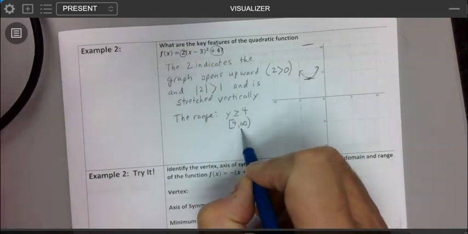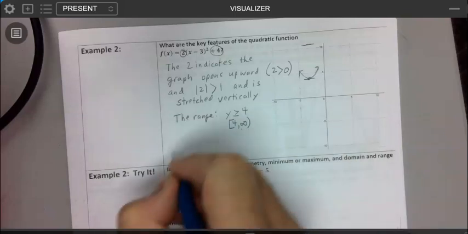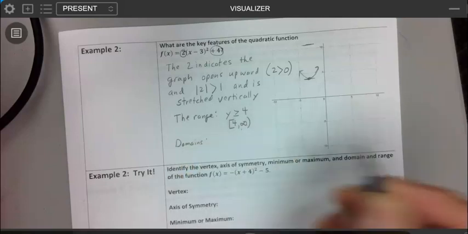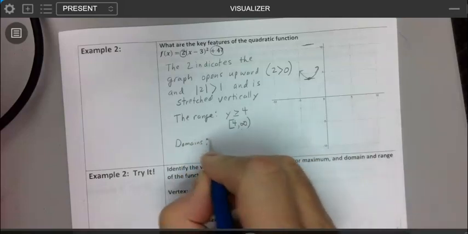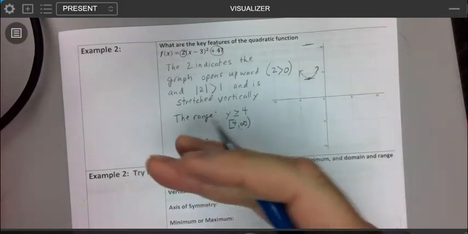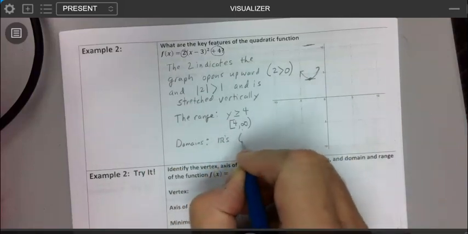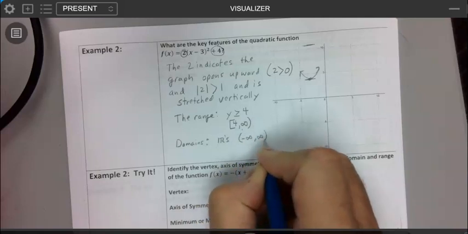This is interval notation. And the domain with these parabolas will always be these quadratics. When I say parabolas, I mean quadratics, is all real numbers. You can write it like this in interval notation.